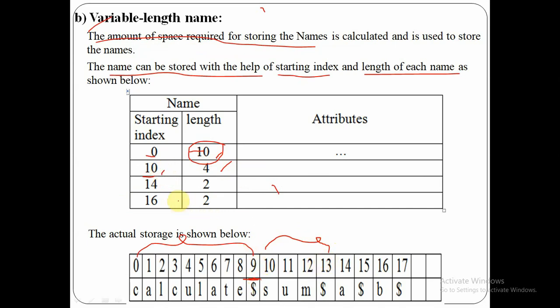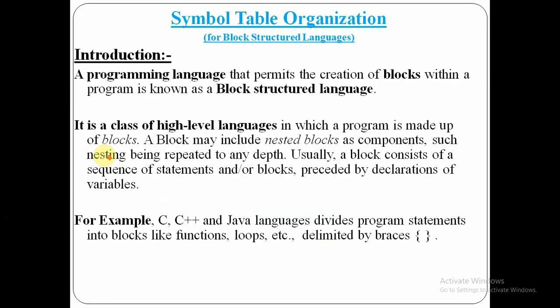So the next variable is A. Its index starts from 14 and length is 2. Similarly, the next variable is B. So its size is 2 bytes, or 2. Index starts from 16. So in this way, we are going to store the names using the variable length name format in the symbol table so that we can save the space. It's an efficient method of storing names in the symbol table.